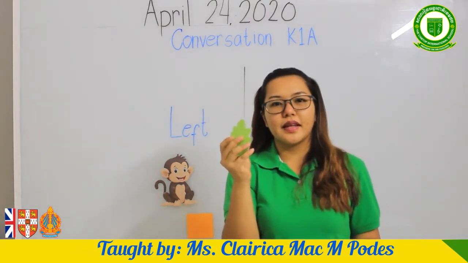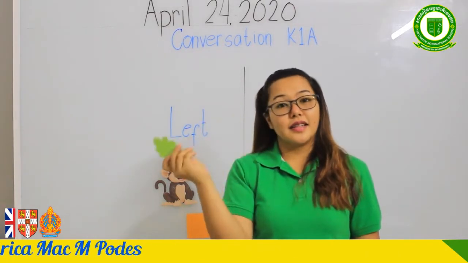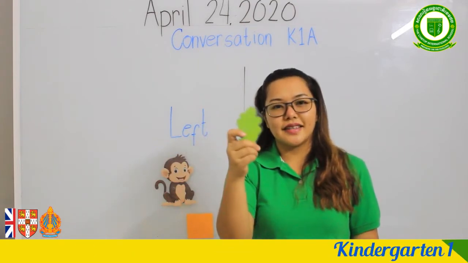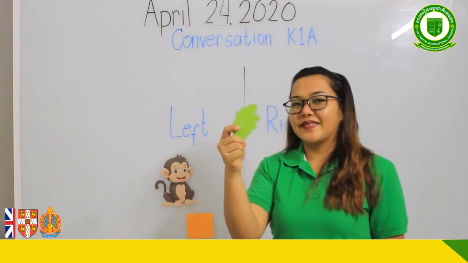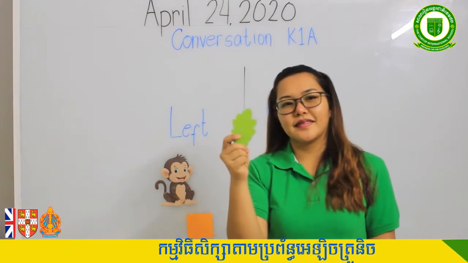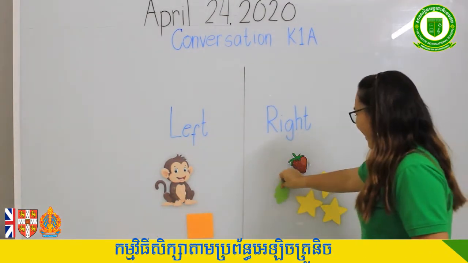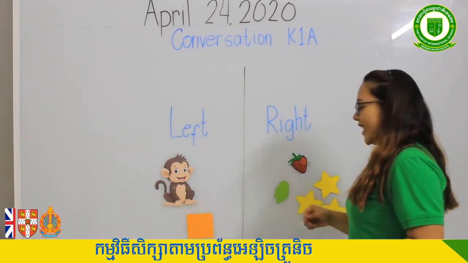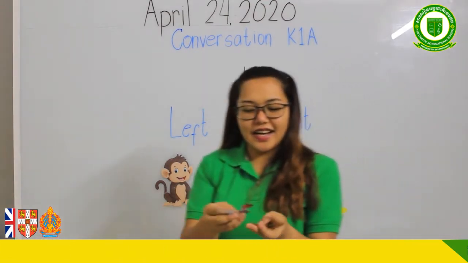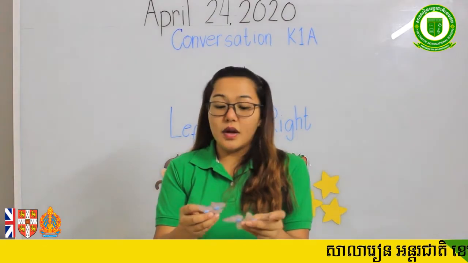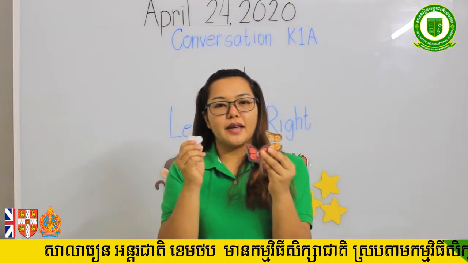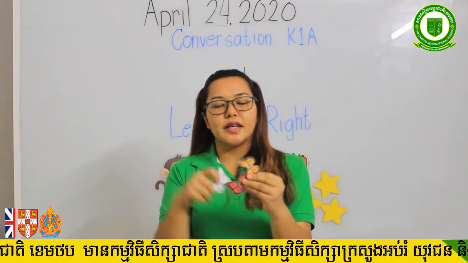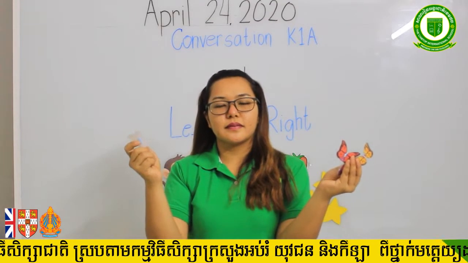Leaf. I saw this on the left side or right side? Yeah, it's here. So right side. And lastly, I got some butterflies. Four butterflies. Where were they earlier? Left or right?